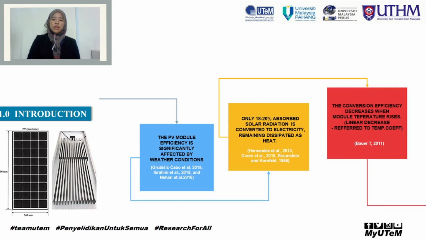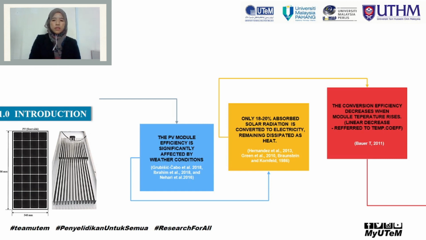So, there are many concerns regarding PV performance, and it is well known that PV performance depends on the solar irradiance as well as the module operating temperature. Because the electrical output power from the PV module will drop when the module operating temperature increases. Why? Because only 20% of absorbed solar radiation is converted to electricity and the remaining is dissipated as heat.